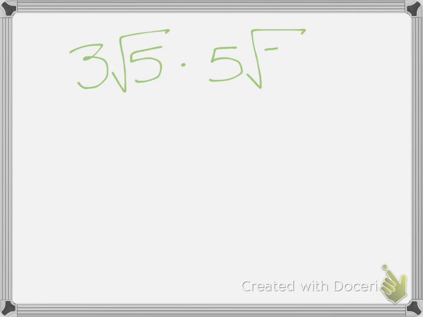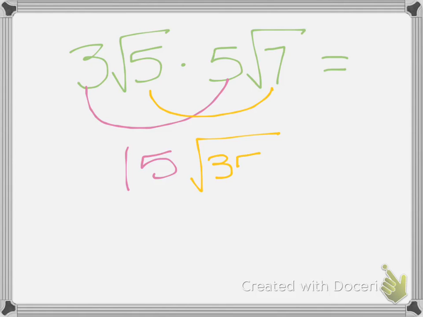All right, one more type of multiply, then I promise I'm done. 3, whoops, that didn't show up very good, did it? I'll try that again. 3 radical 5 times 5 radical 7 equals 15. You do the outside numbers. 3 times 5 is 15. And then you're going to do the inside numbers. Radical 35.